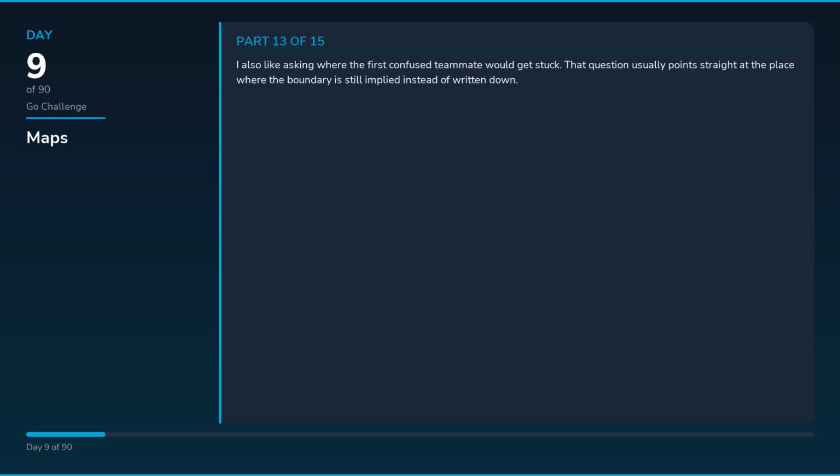I also like asking where the first confused teammate would get stuck. That question usually points straight at the place where the boundary is still implied instead of written down. When the code is shaped well, the packages, functions, and error paths tell the same story. When they do not, the mismatch shows up in review long before it shows up in production. That is why I keep practicing these topics with one concrete path at a time. The small path is enough to reveal whether the core rule is real or whether I only recognize the terminology.